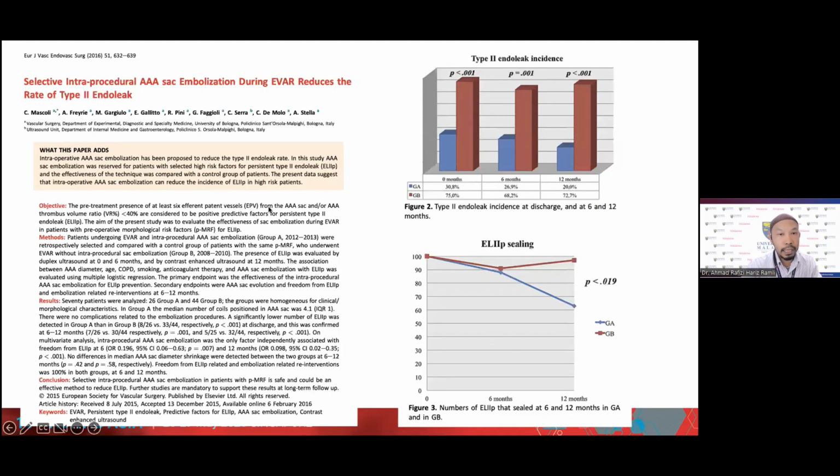And further studies, this is another study from Italy, where they are also using the same technique, and they found that it is quite beneficial in longer term follow-up.